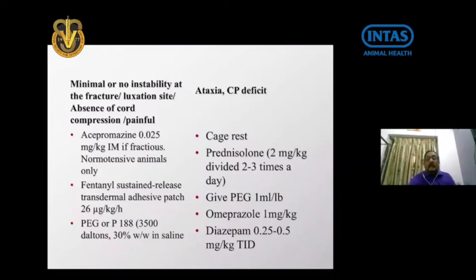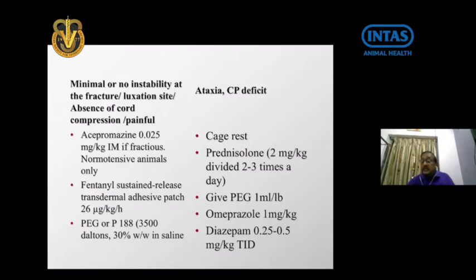Okay, a drug which has really become popular. We have worked on this drug, but we did not use it constantly. It's called polyethylene glycol, or P188. Polyethylene glycol at a dose of about 2.5 milligrams, 3,500 Daltons, 30% weight per volume in saline, 45 minutes apart. Given IV, it has helped about 60% of the patients to get their nociception.